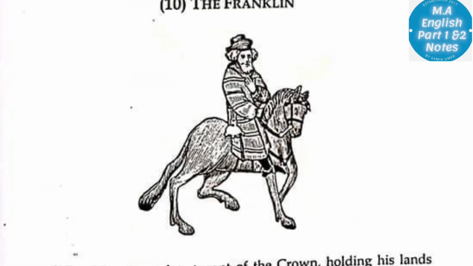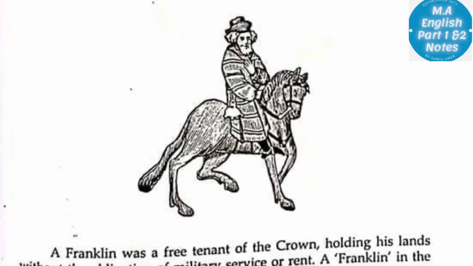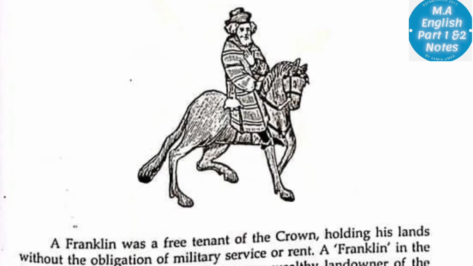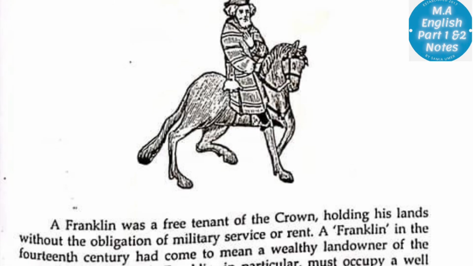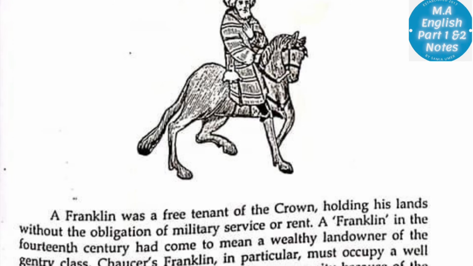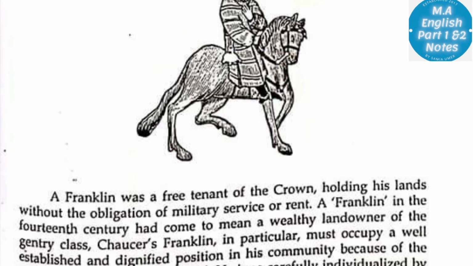He is carrying something as well. His horse is well maintained and in good shape. A Franklin was a free tenant of the crown, holding his lands without the obligation of military service or rent. A Franklin in the 14th century had come to mean a wealthy landowner of the gentry class.